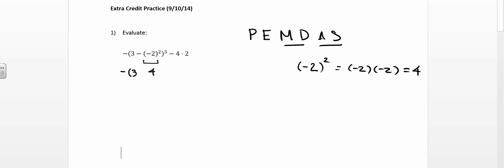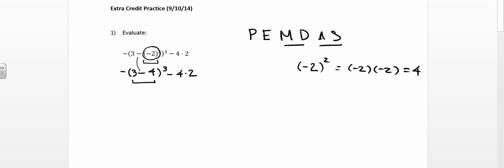I have negative on the outside, 3 minus, because that minus came from here, right? I've evaluated the -2 squared, which gave me 4. I still have a cube on the outside, and then a -4 times 2. Okay, so that's our new expression. Still, I need to go work on the inside of my parentheses.